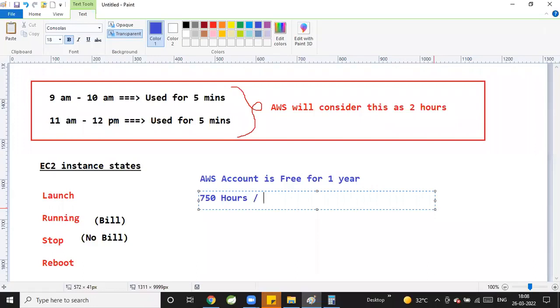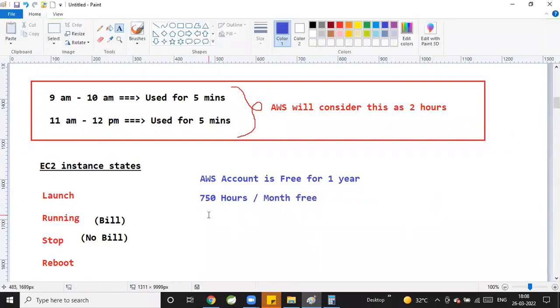750 hours per month free. If your limit crosses this, then bill generation will start for you and you have to pay that bill. Hourly prices are available. We have also seen the pricing model. We are using one instance family member called T2.micro. Micro is free tier eligible. 750 hours per month is free, and the 1 year subscription is free.